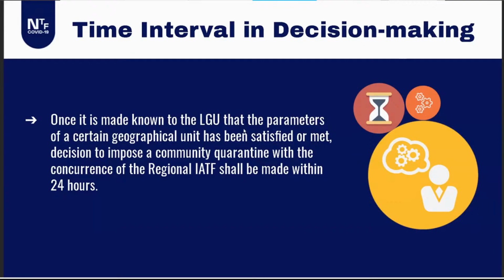Now next in line, no, upon identification of the geographical unit as a critical zone or in lockdown, the local task force must convene with the regional IATF immediately and announce the decision within 24 hours. And of course, massive information drive shall be done to ensure that all citizens affected by the lockdown will be informed. So again po no, within 24 hours, kailangan po ng concurrence ng regional IATF yung pag-lockdown.